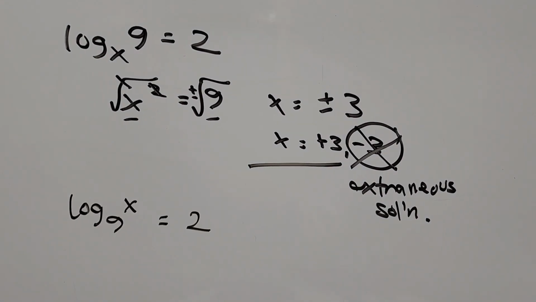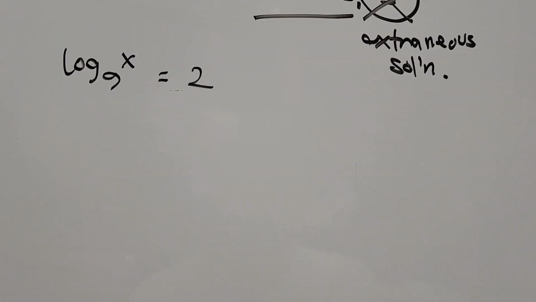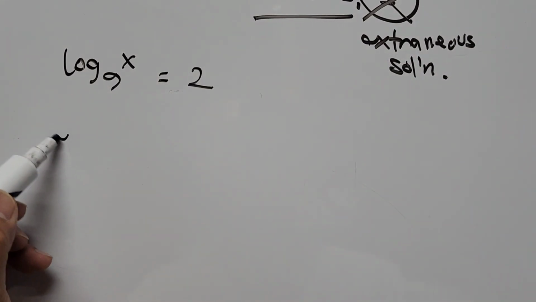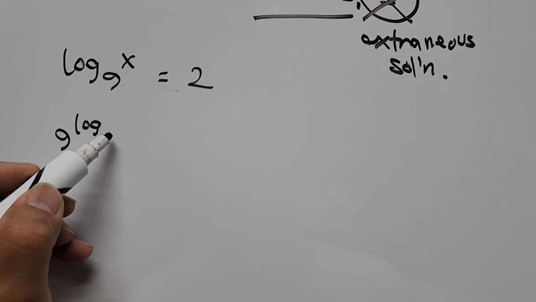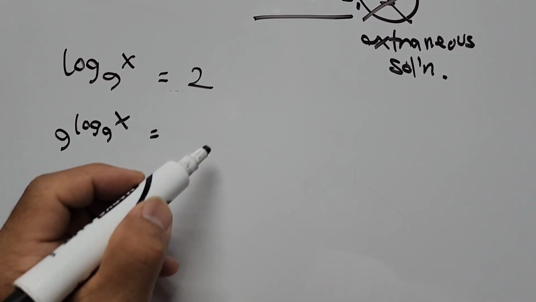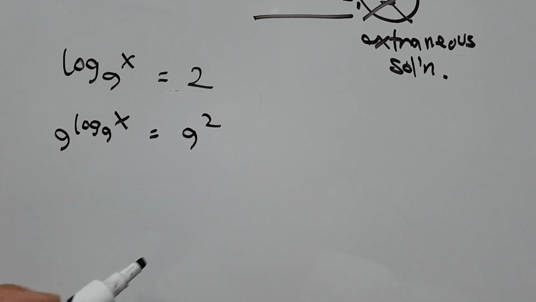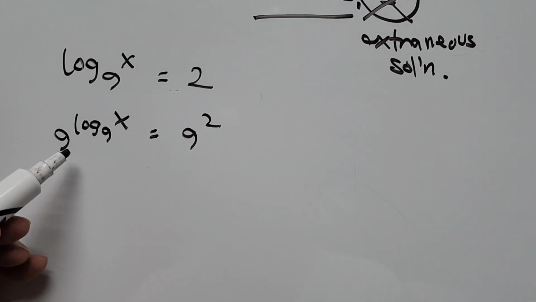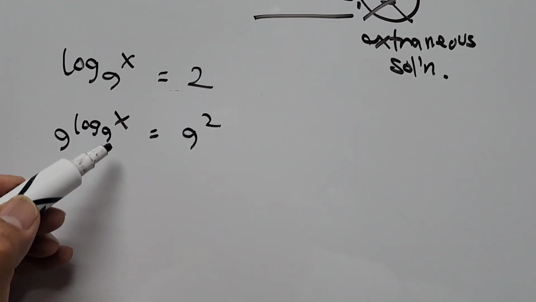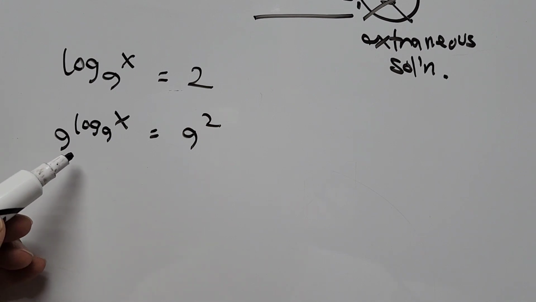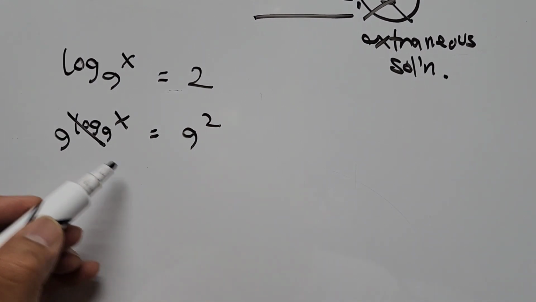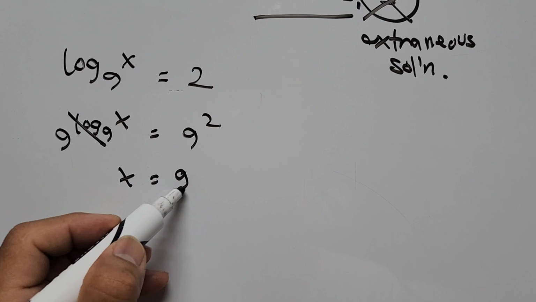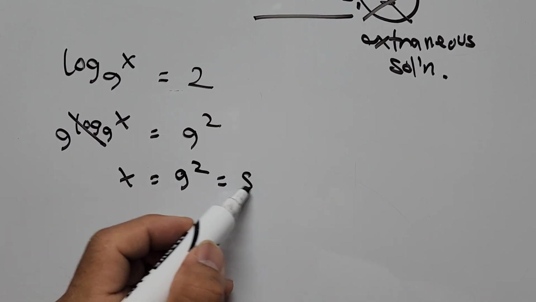So what about this? Logarithm of x base 9 equals 2. Here we raise both sides of the equation to base 9. So 9 to the power of log base 9 of x equals 9 to the power of 2. And here 9 to the power of log base 9 are inverse functions, so this cancels out. So we have x is equal to 9 squared, so this is 81.